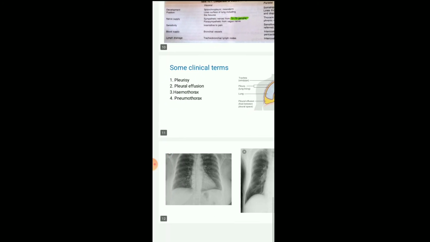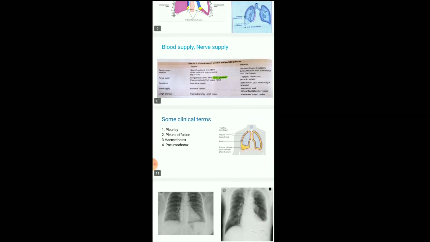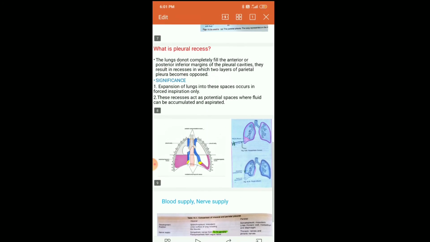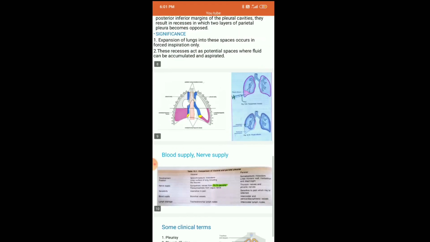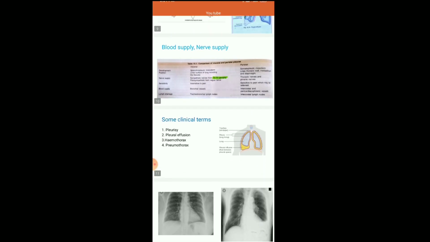Now let us have a look at the radiographs. Here on the left side, you can see a normal radiograph. On the other hand, on the right side, you will see a pleural effusion radiograph. Here we see that pleural effusion, the accumulation of fluid in the pleural space, gives rise to radio-opacity in the pleural cavity.